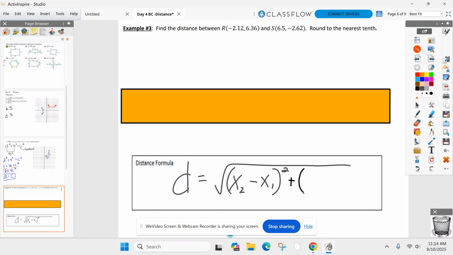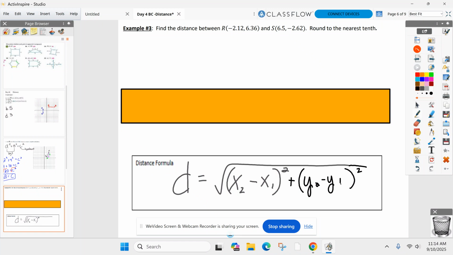Plus, and then a second set of parentheses which will also be squared. And honors kids, guess what I'm going to fill that in with? The y's. y2 minus y1. There it is, distance formula. Yes, you have to know it, because as you guys are finding out, you can't just rely on the Pythagorean theorem.